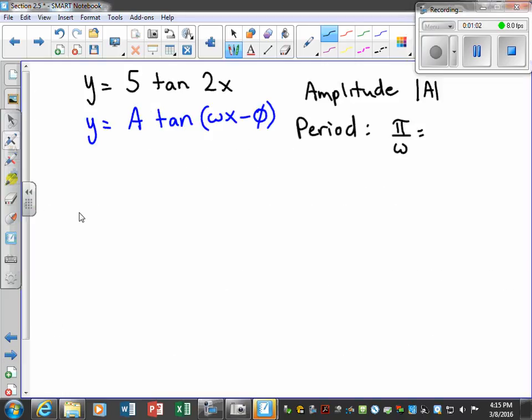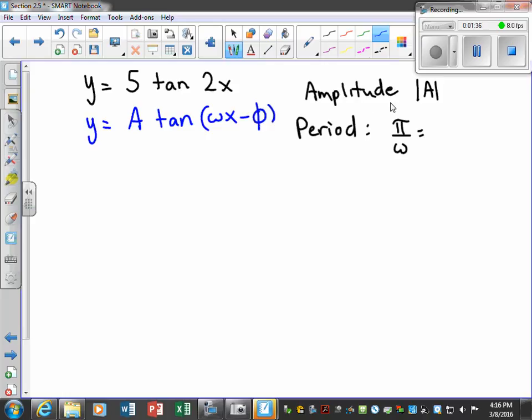Okay, so for example, this first one we have 5 tan of 2x. Now, the general form of tangent is a tan of omega x minus phi. Now this is a, and that phi could be a little bit better. Okay, this is a phase shift, which we're not going to do a whole lot with now, but I'm just going to put this here, so in the next lesson, I believe it's in 2.6, when we get to that, we'll be familiar with it.